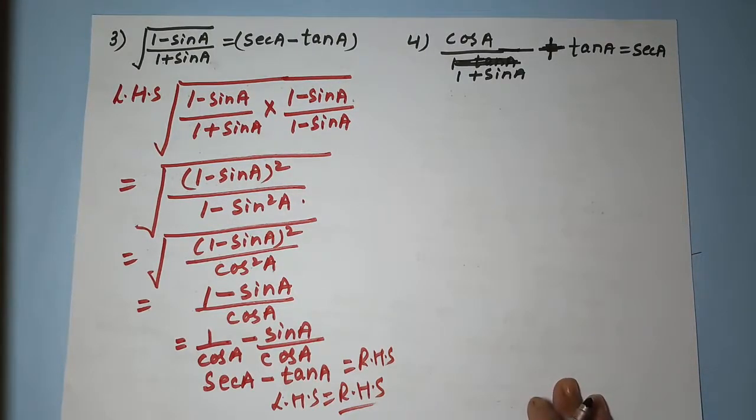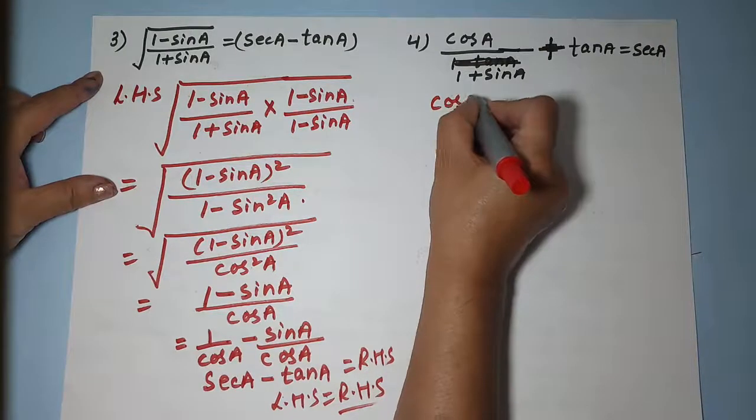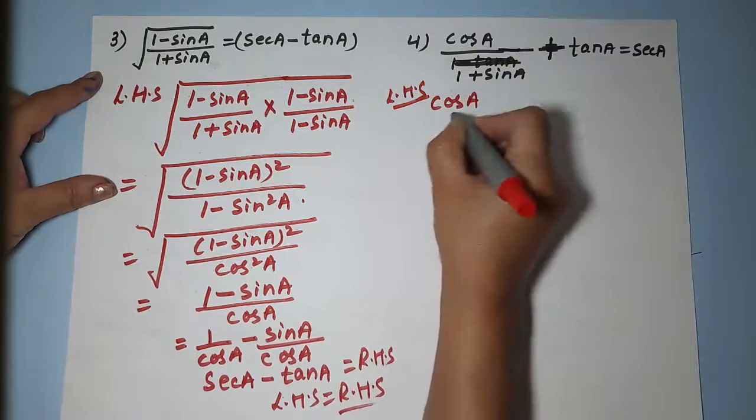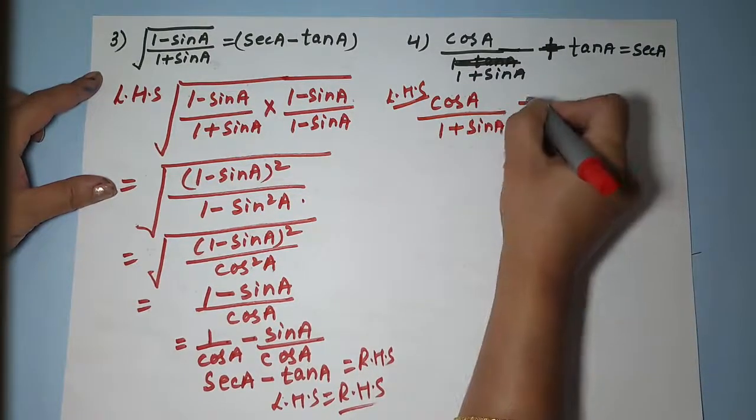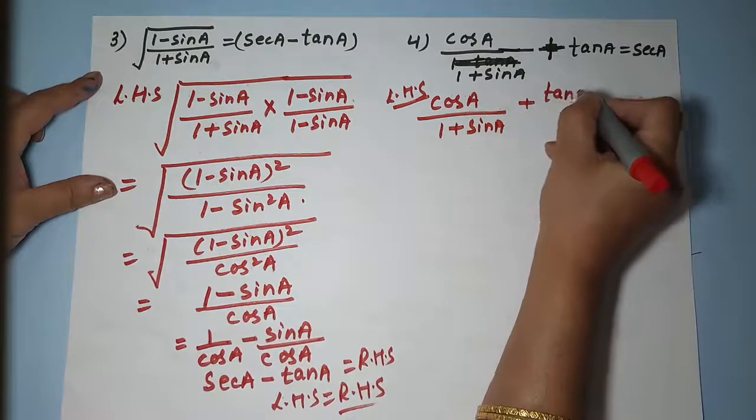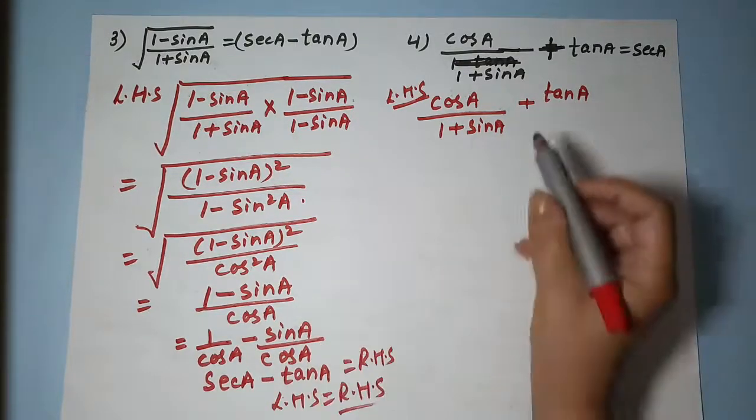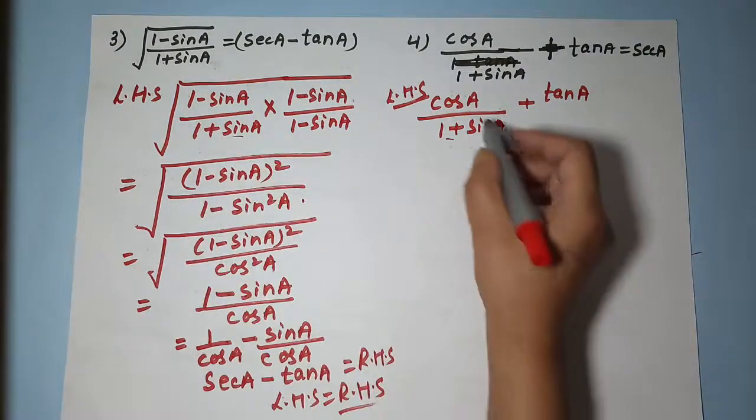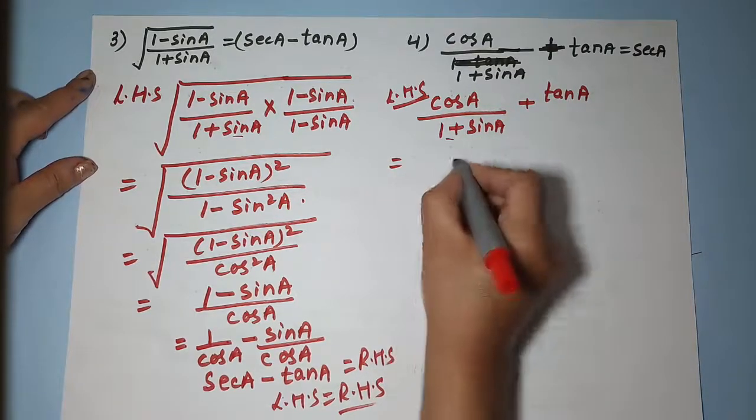Now one more type here. I have cos A upon (1 plus sine A) plus tan A, this is my left hand side. I have to prove that this is equal to sec A. So whenever you see something like this, as you saw here also, rationalization is something that should come to your mind. So let's rationalize this.